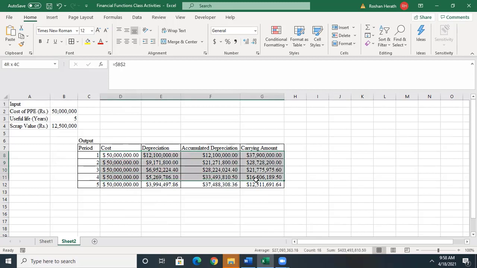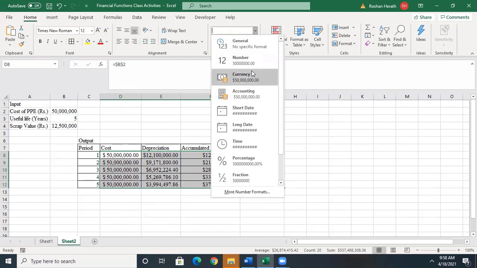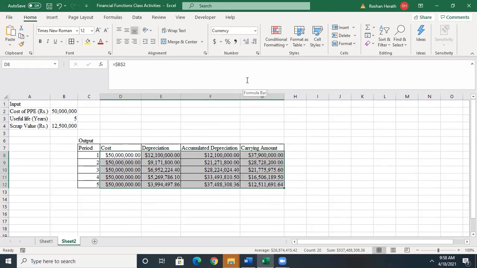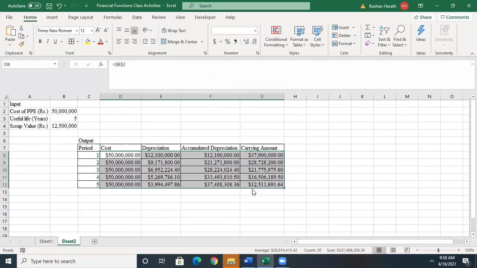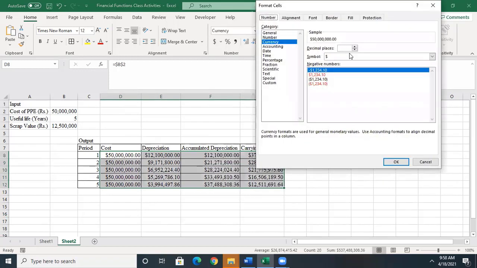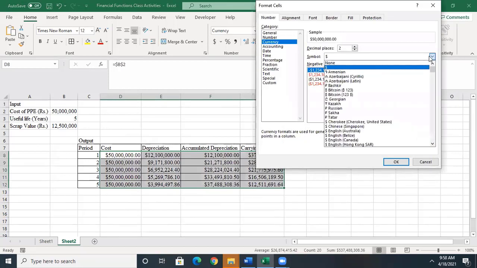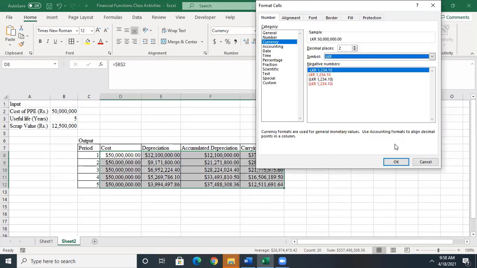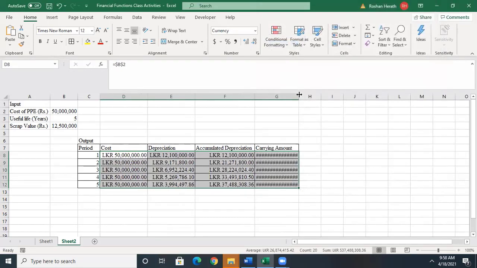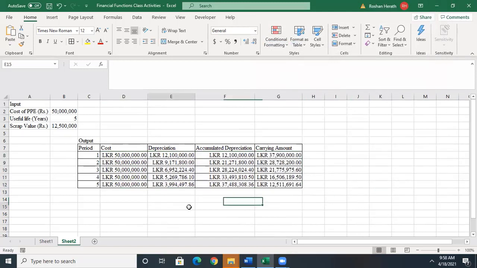Now, even if you wish, you can select it and go to the formatting. It's going to be the currency formatting. You can go to more, then currency. You can select LKR over here. Yeah, here we got it. Now we have things in the local currency. Okay, so this is it.